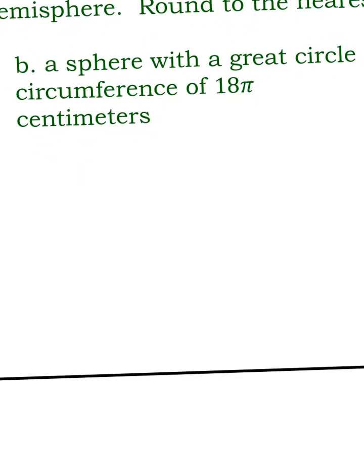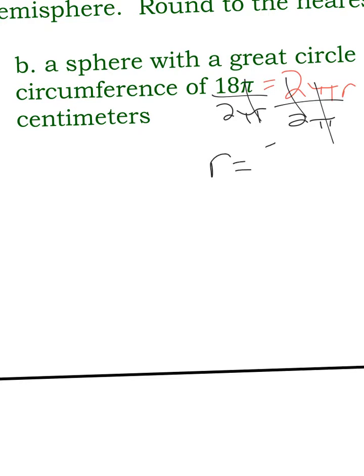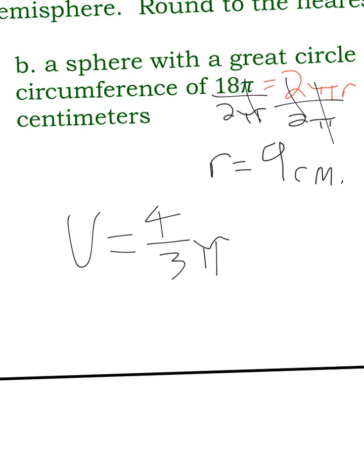Now, this one says a sphere with a great circle has a circumference of 18 pi. Well, what is the circumference formula? 2 pi r. So if it equals 18 pi, I'm going to divide both sides by 2 pi. And my pi's cancel out, and 18 divided by 2 is 9. So I have a radius of 9 centimeters. Okay? Now that I had that information, I just say, hey, the volume is 4/3 pi times 9 cubed.